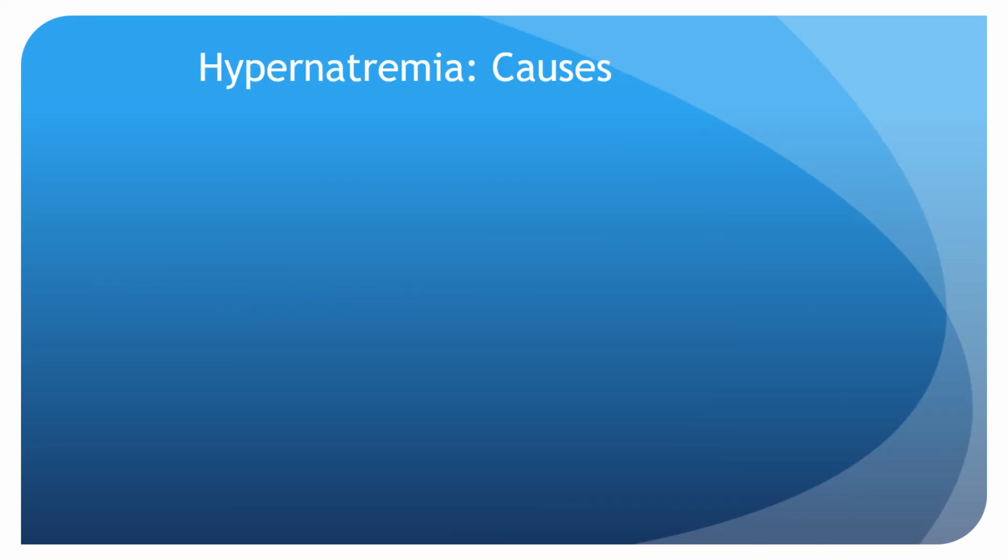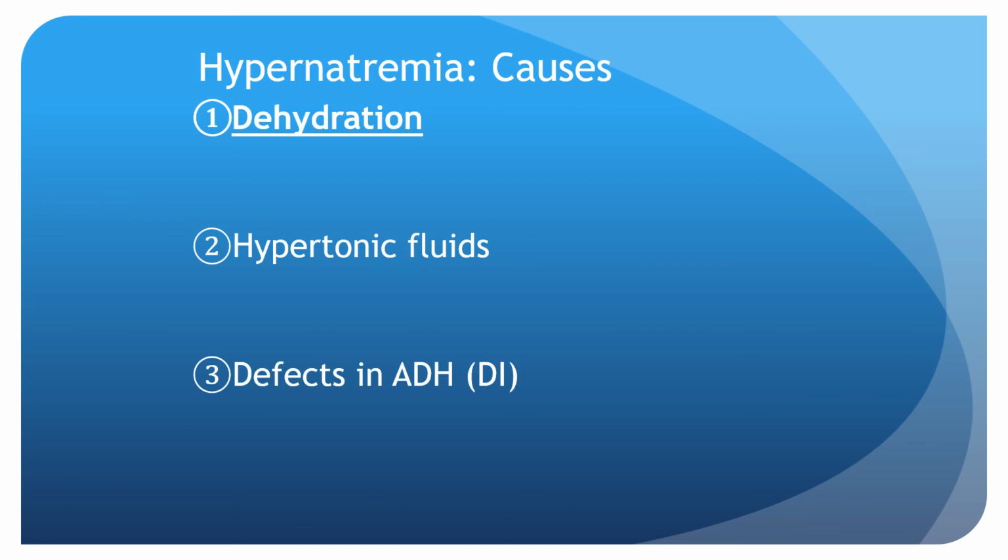Now I'll discuss hypernatremia, but it's important to note that this is much easier to understand than hyponatremia. Now, hypernatremia has 3 common causes. First is dehydration, and this is the primary cause of hypernatremia. Other is hypertonic fluid, which is rare. And then the last is defects in the ADH, which is also diabetes insipidus, which is also extremely rare.